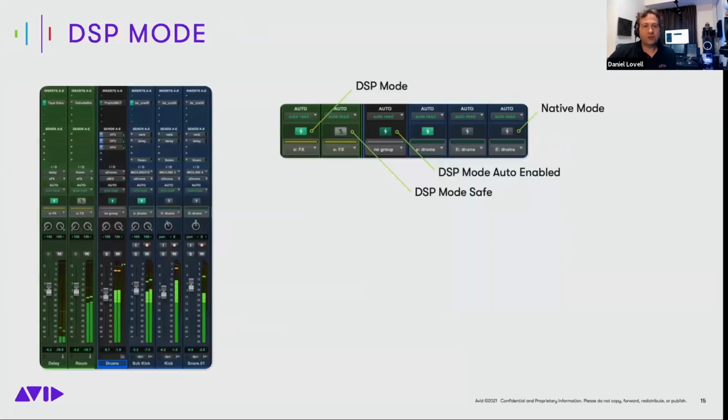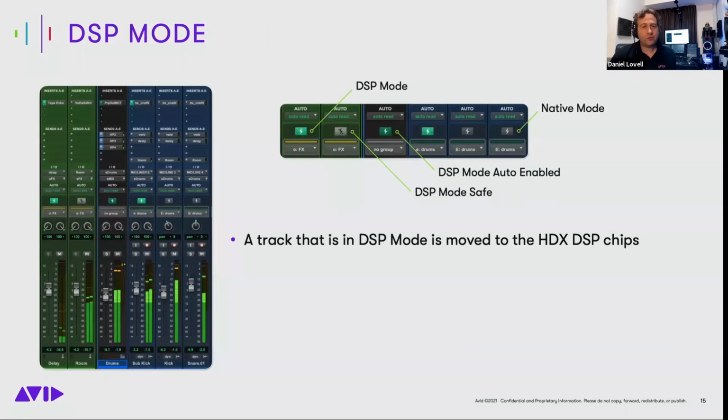So that takes us on to DSP mode on the system. And we'll have a little look at this in Pro Tools as well. But just to go over this really quickly, the light green is DSP mode. And that's a track that you've selected to put in DSP mode. And that moves that track over to the DSP.